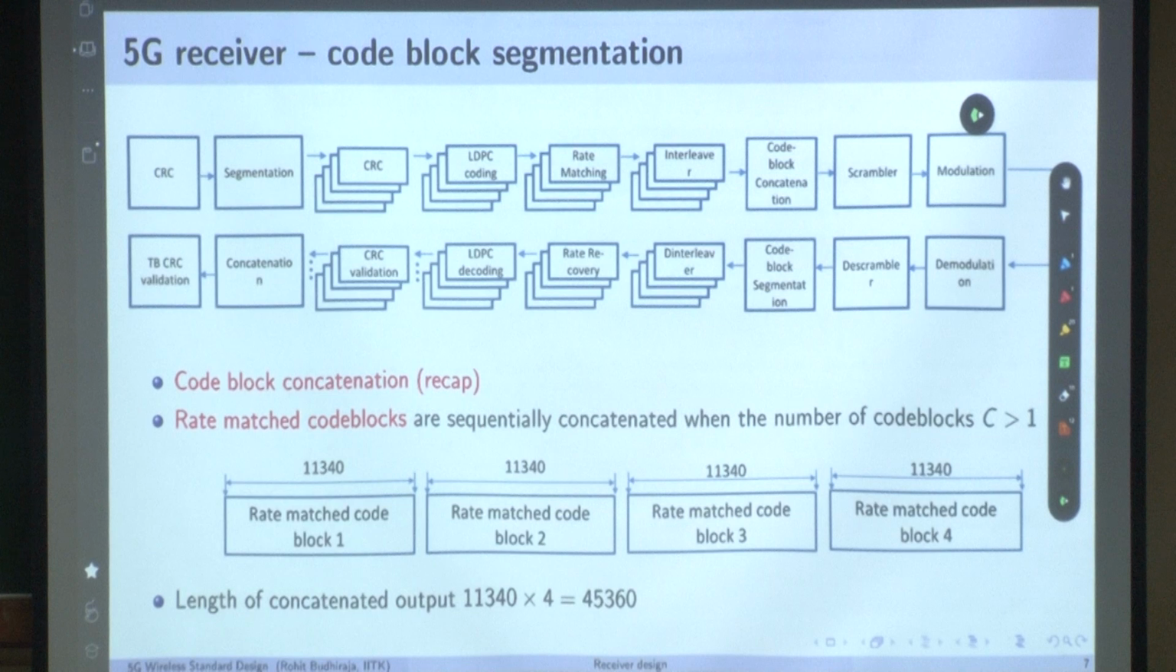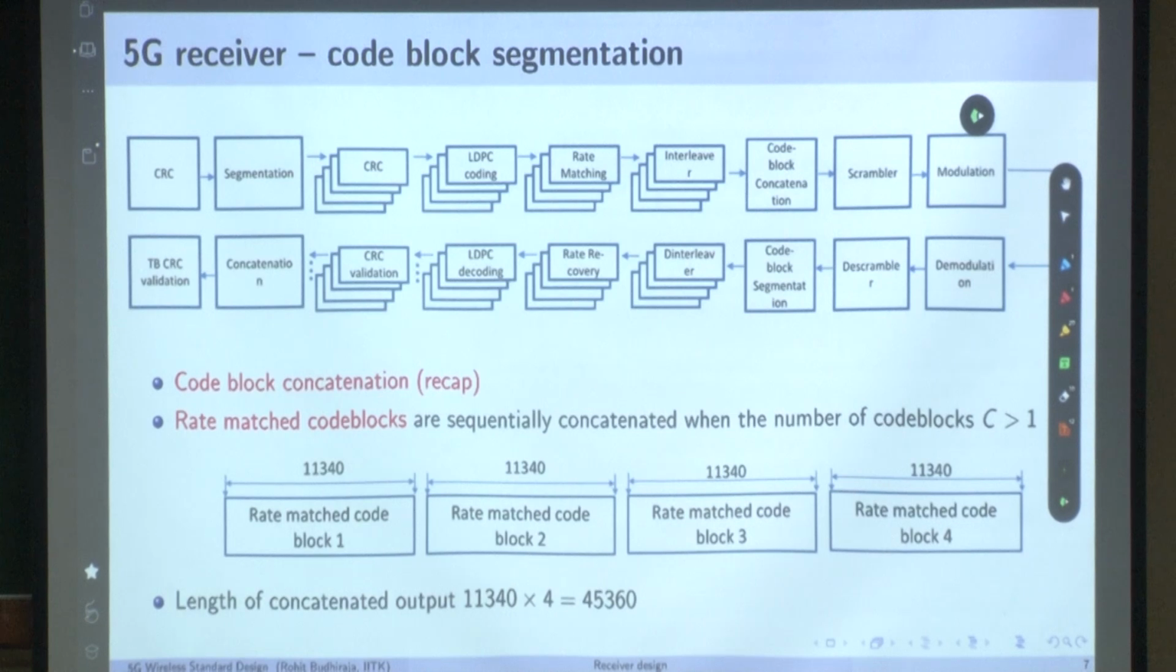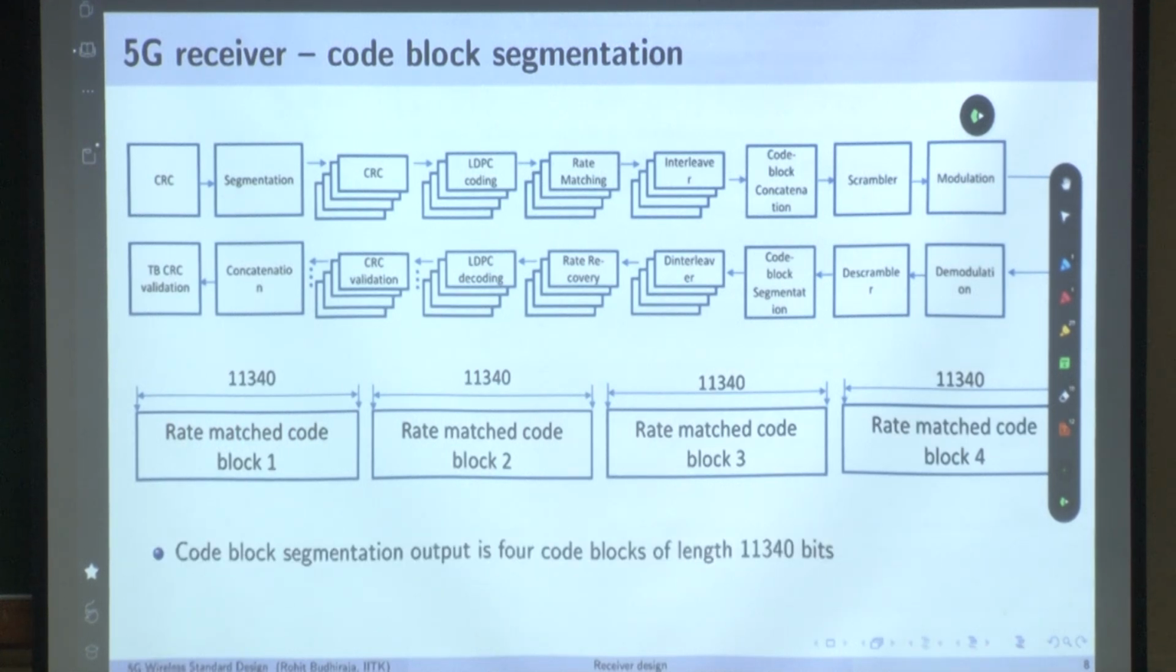So now, with this, you have these 4 rate matched code blocks. And this rate is what was asked by the user. So we have 4 such rate matched code blocks, and this is 11340 into 4. So that is G and this is E. Once this E is there, what is happening? Once the code block has been segmented, we have to de-interleave them. So basically, we have 4 rate matched code blocks. The code block segmentation output is 4 code blocks of length 11340. The total output is 45360 bits. Again, the numbers remain the same.